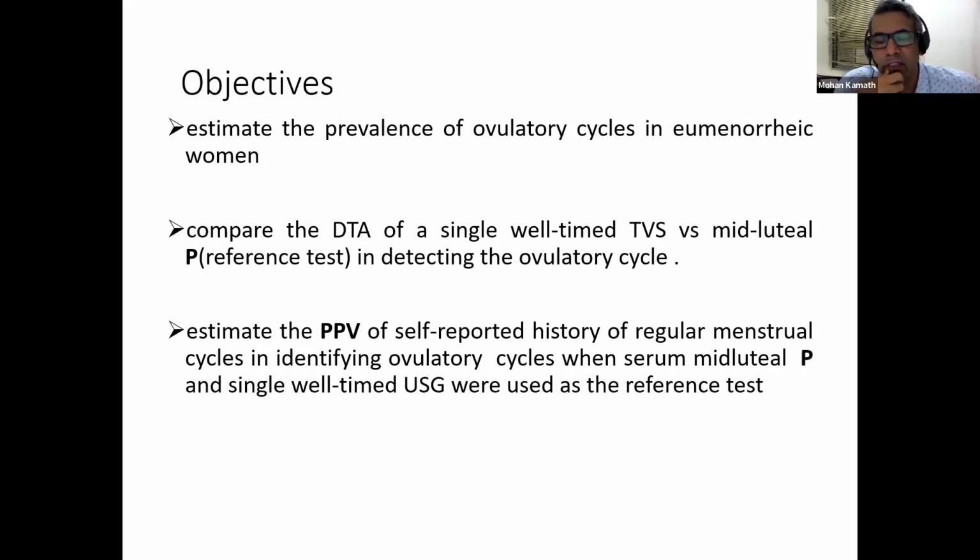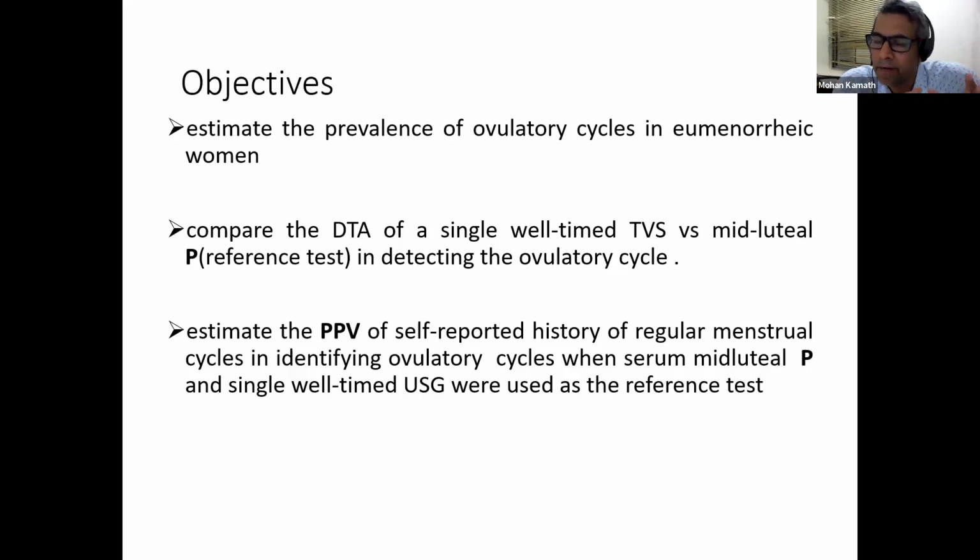So the objective of this study, which we launched, DTA, was to estimate prevalence of ovulatory cycles in women who are reporting regular cycles. And we had a single well-timed ultrasound as one of the index tests, and mid-luteal progesterone was the reference test. And we're detecting ovulatory cycle. We are not detecting ovulation. And we wanted to estimate the PPV of self-reported cycle.